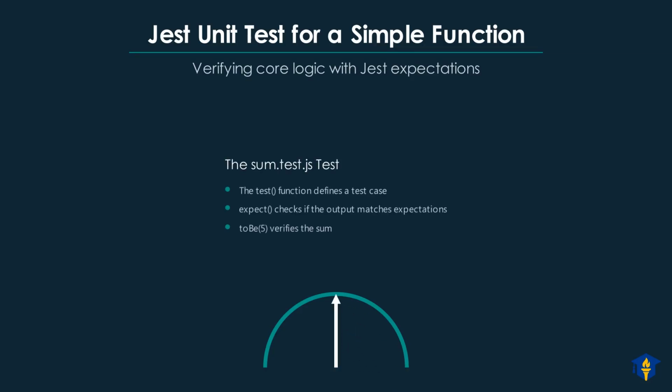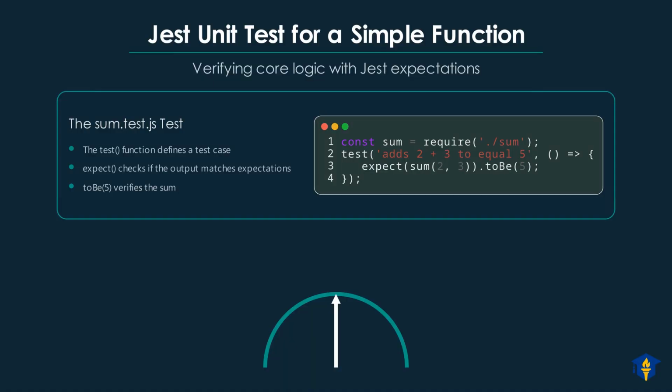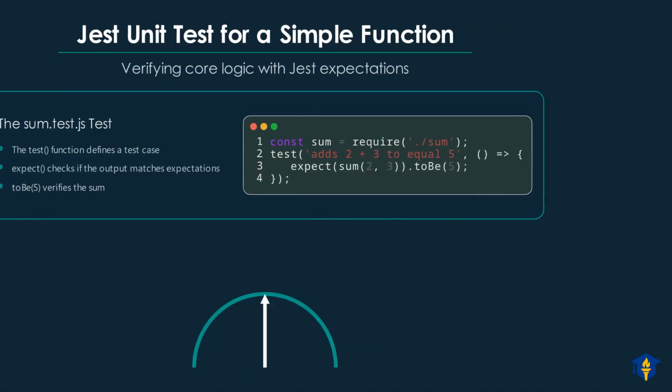Next, we have the sum.test.js file, which contains our test. The test function defines a test case, while expect checks if the output matches expectations. toBe(5) verifies the sum. This test imports the sum function and asserts that 2 plus 3 equals 5.